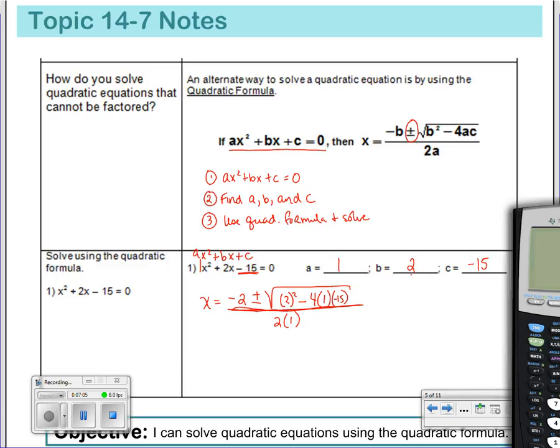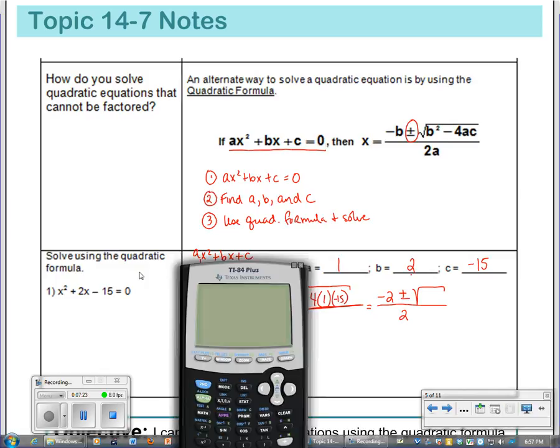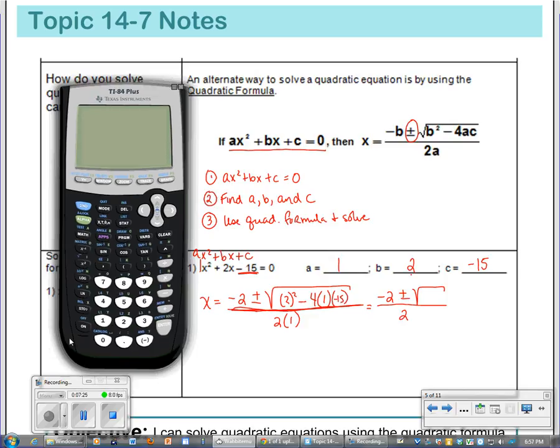Here's where the calculator comes in handy. I'm going to do the negative 2 plus or minus, all over. I know 2 times 1 is 2, so I'm going to go ahead and put that in there. And then I'm going to do the square root, and I'm going to make this a little bit smaller. So I need to figure out what is the number underneath the radical. I don't want to put the radical in, just to find the number that's underneath it. So when you put this in the calculator, all you're going to do is type in what's underneath it. Do not type the radical in itself.